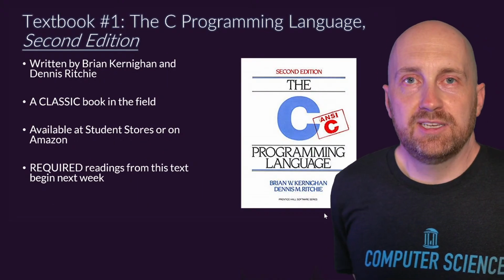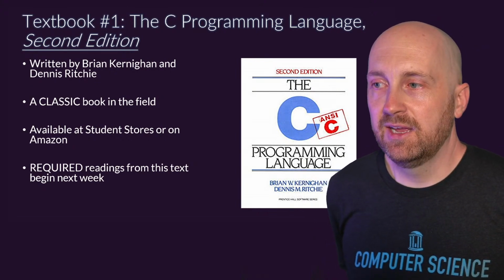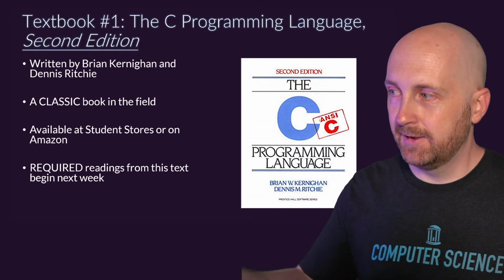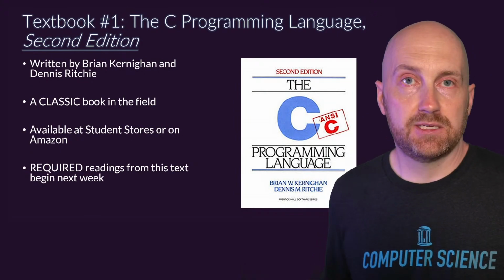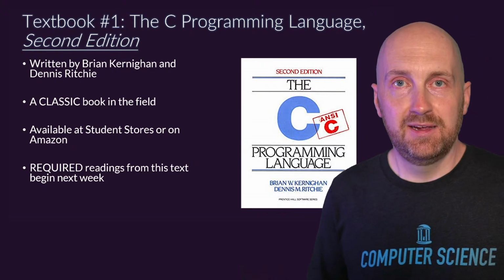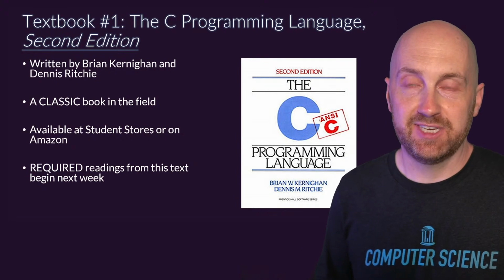There is a required textbook for this course. It is The C Programming Language, written by Kernighan and Ritchie. These were two of the original developers of the language, and this is the de facto book on the programming language. You'll see that it was written in the late 80s, and one of the things that's fascinating about this book is how well it stood the test of time.